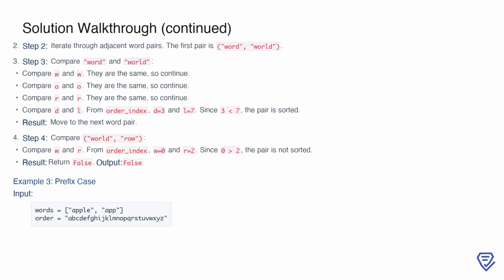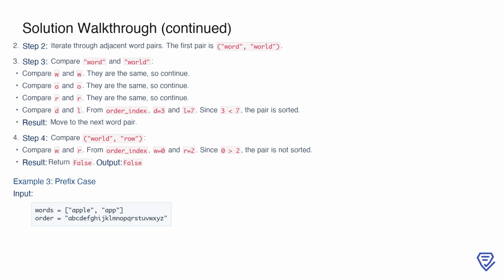We then begin comparing adjacent word pairs, starting with word and world. Comparing their characters one by one, we observe that W matches W, O matches O, and R matches R. Moving to the next characters, we compare D and L. Referring to order_index, D has an index of 3, while L has an index of 7. Since 3 is less than 7, this pair is correctly sorted.